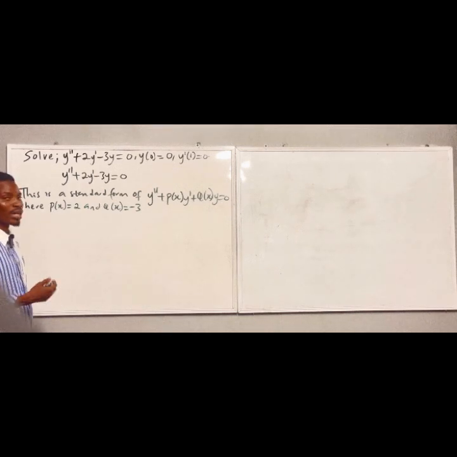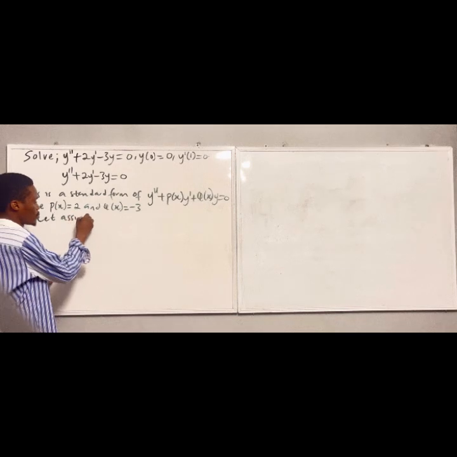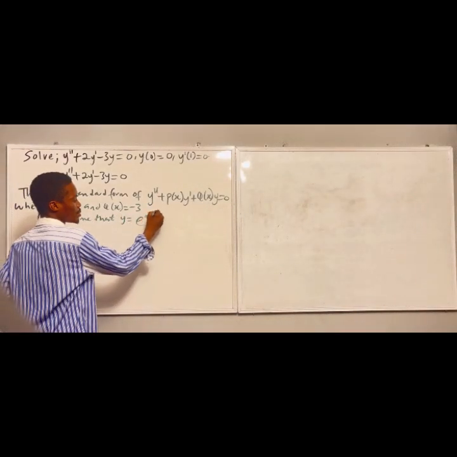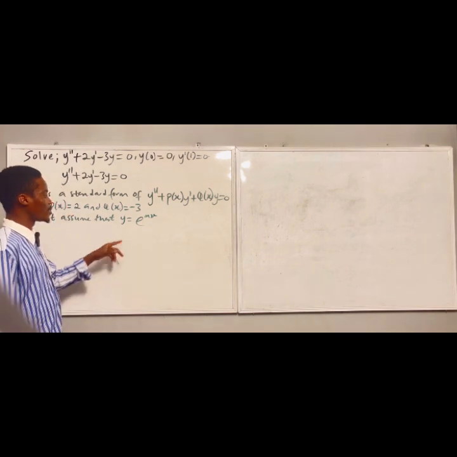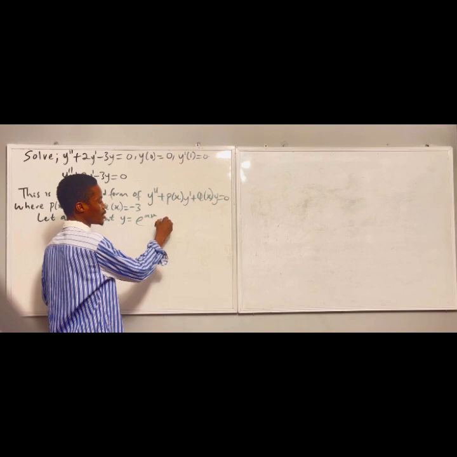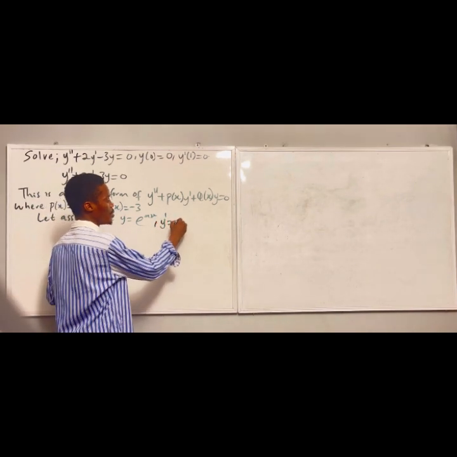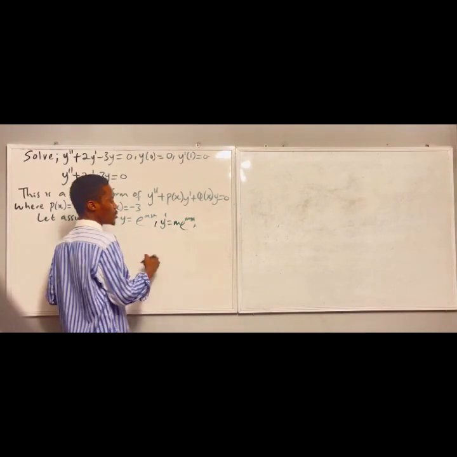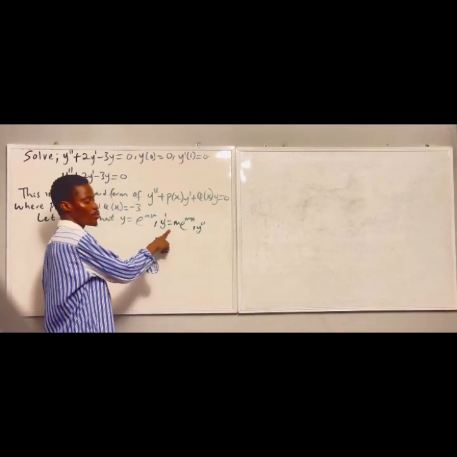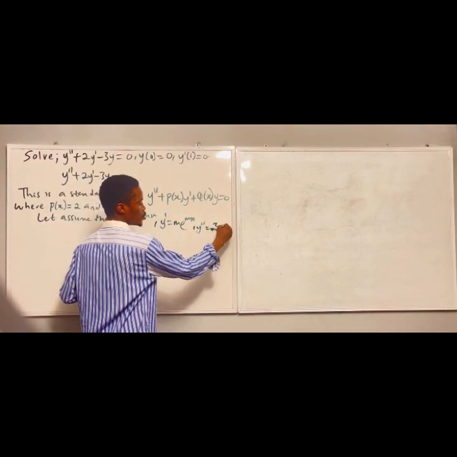First thing is to what? We assume that y is exponential mx. If you take the derivative of this, what are we going to have? If you differentiate, there's y prime. If you differentiate this, we are going to have m exponential mx. If you differentiate y prime again, we are going to have y double prime, m square exponential mx.